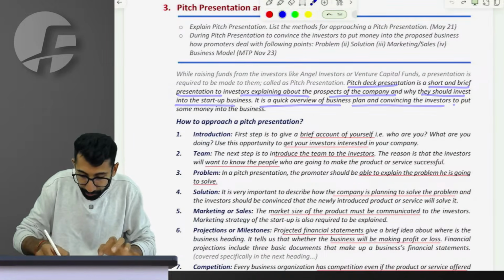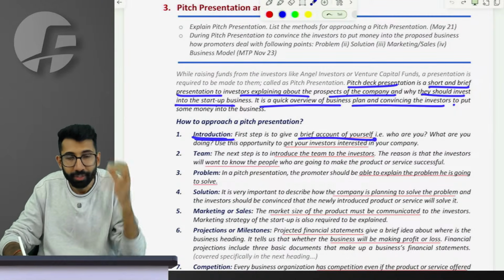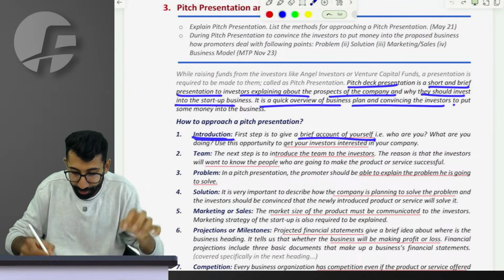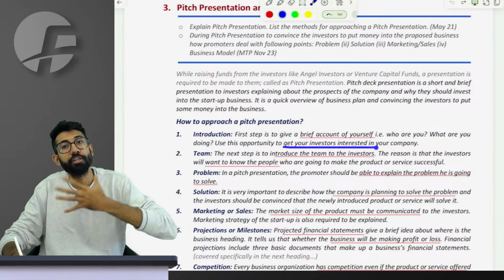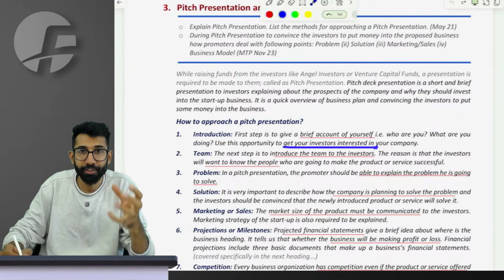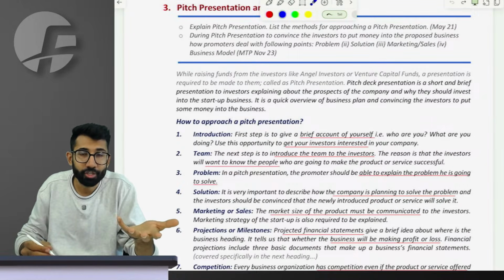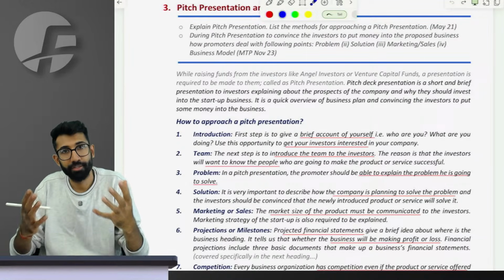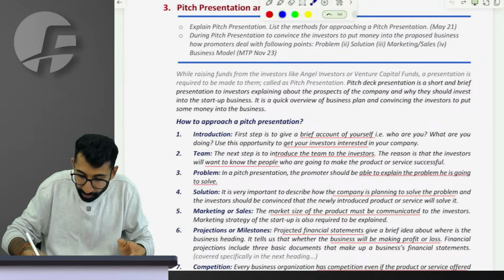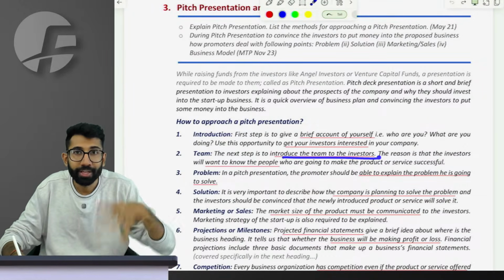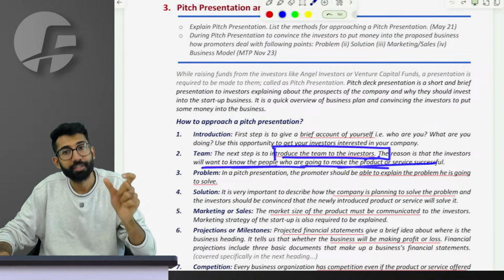What should the approach be? First of all, introduce yourself, because when you explain about yourself, it creates an impact on the mind of the investor, right? Once the investors are interested in you as a person, then they'll be interested in the business. The next thing is to introduce your team. This is how it happens even in Shark Tank, right? The founder introduces himself and then he introduces his team, because it is not only you who will make the business successful, but also the team who will ultimately make the product and service successful.